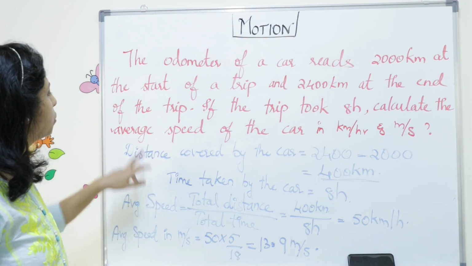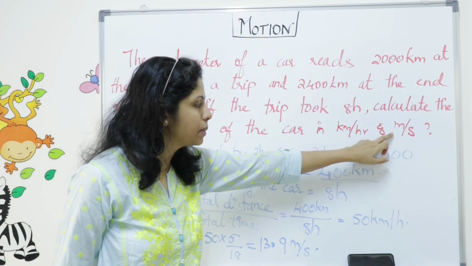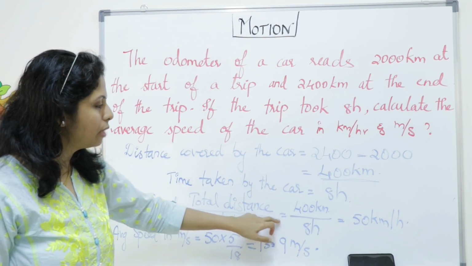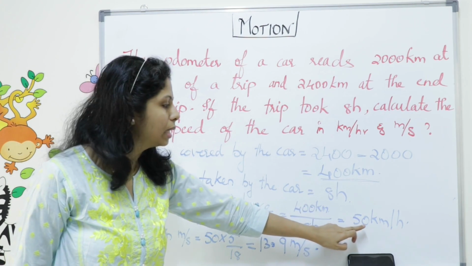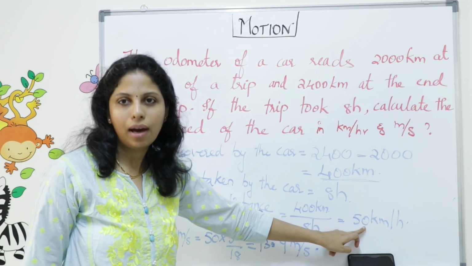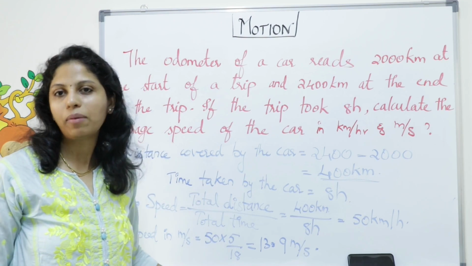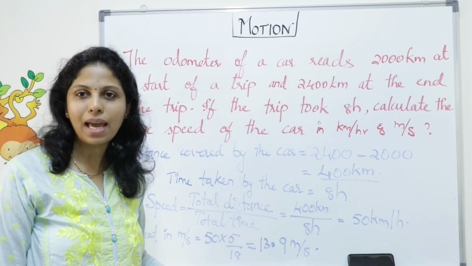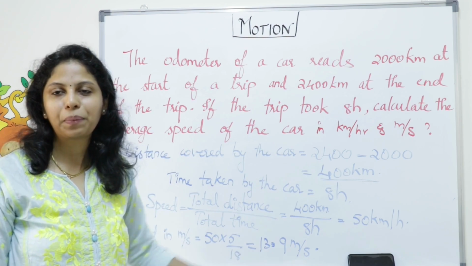So they have asked you to calculate the average speed of the car in kilometer per hour and in meter per second. We have calculated and found out the answer in kilometer per hour, which is nothing but 50 kilometer per hour. Now this we have to convert into meter per second. We have to simply multiply by 5 by 18 and we get 13.9 meter per second.